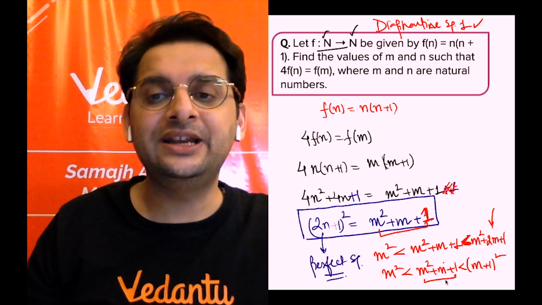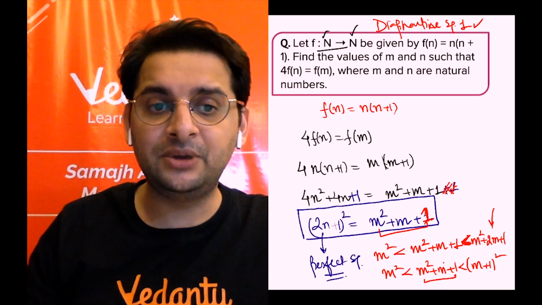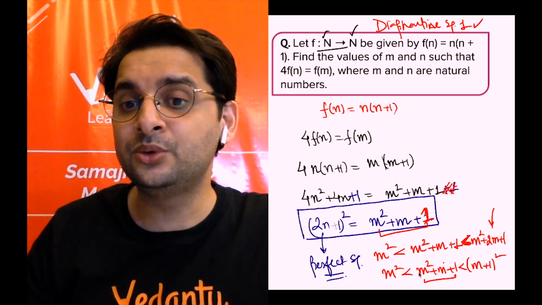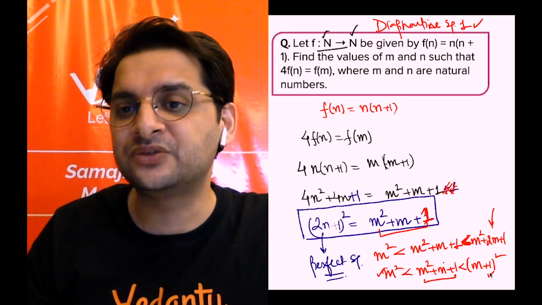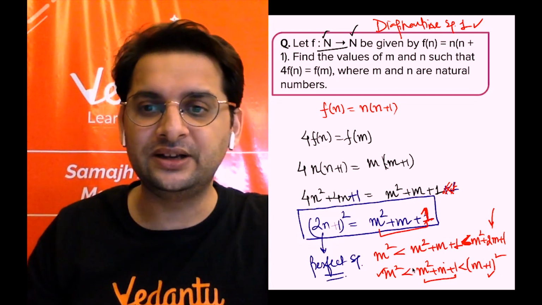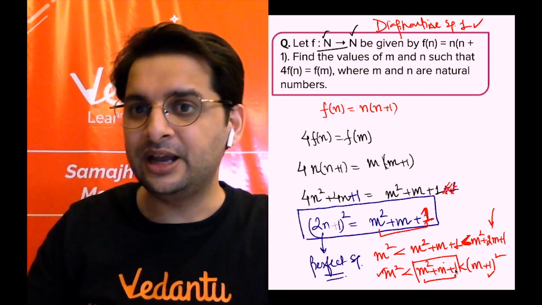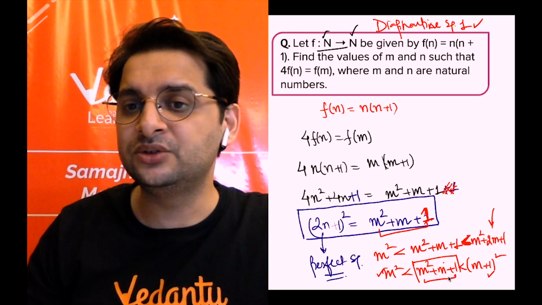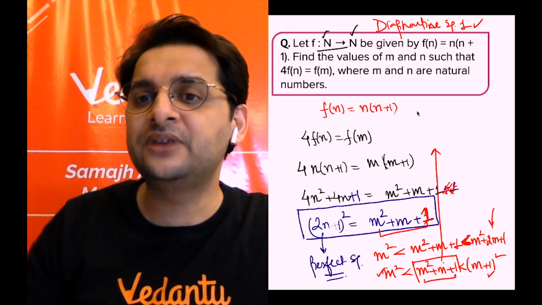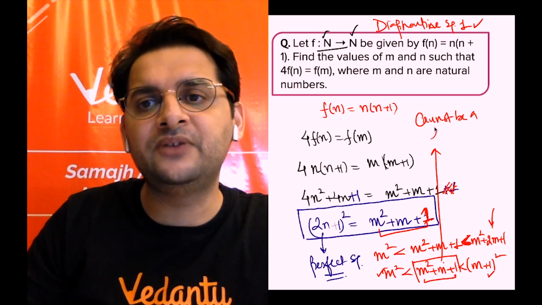Now this very expression m square plus m plus 1 is a natural number which is lying between two consecutive perfect squares. M square and m plus 1 whole square are two consecutive perfect squares, and m square plus m plus 1 is lying between these two. So that means this cannot be a perfect square.